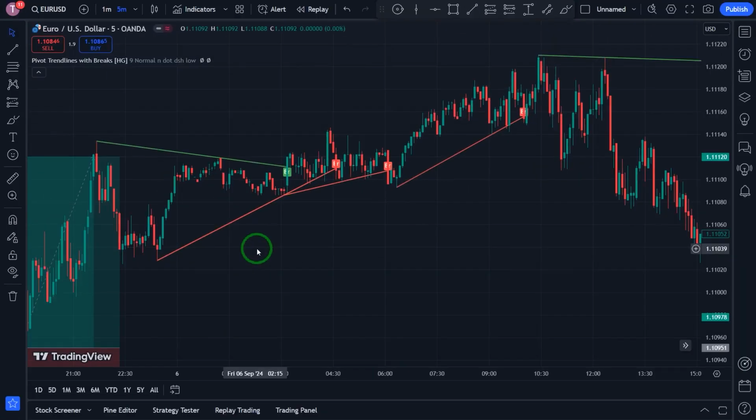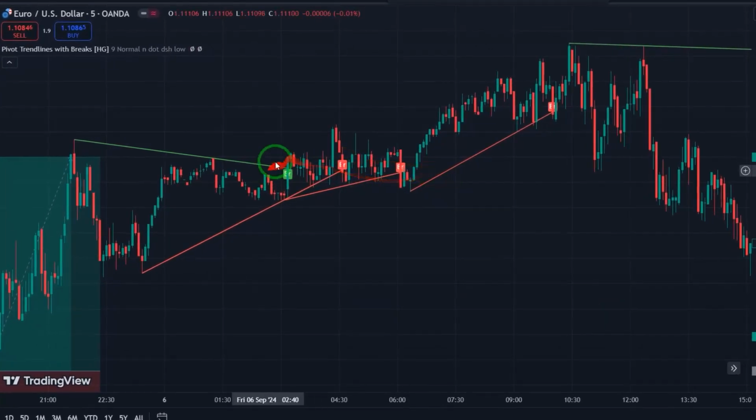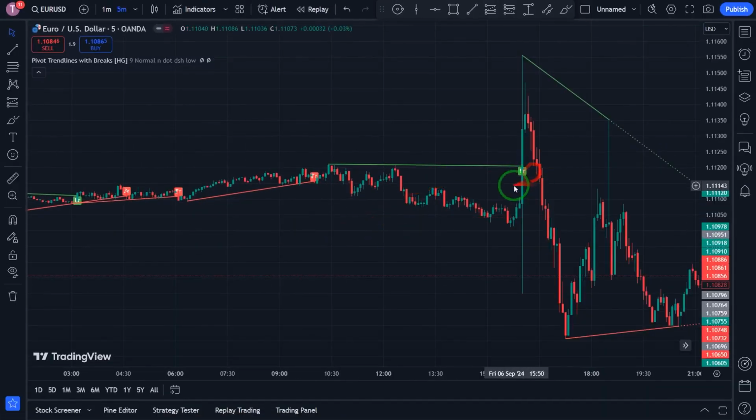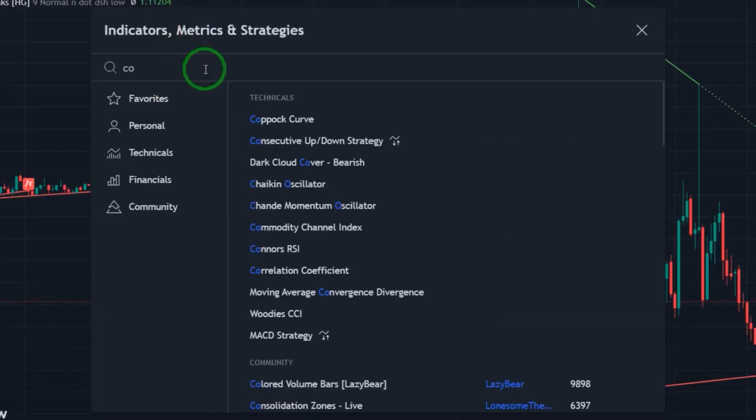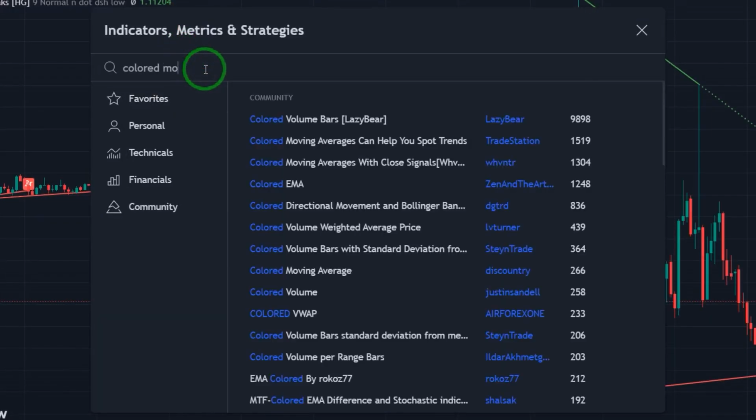However, you should be cautious because at some points this indicator might give false signals and put your balance at risk, leading to consecutive losses. To prevent this from happening, we need to add a second indicator to the chart to increase our win rate as well. So for this purpose, we go to the Indicators tab and type in the search box, "Colored moving averages can help you spot trend."